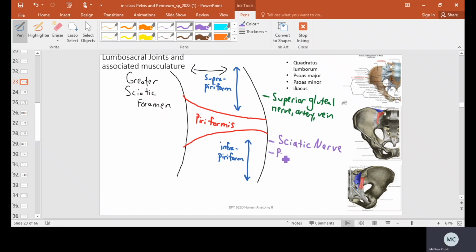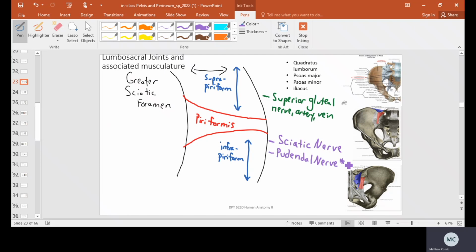We're going to have another one called the pudendal nerve. And I'm going to put a little asterisk next to the pudendal nerve, because the pudendal nerve is a tricky little bugger. The pudendal nerve, believe it or not, exits the greater sciatic foramen, and then because it's a tricky little bugger, it then loops around and enters the pelvis again through the lesser sciatic foramen.